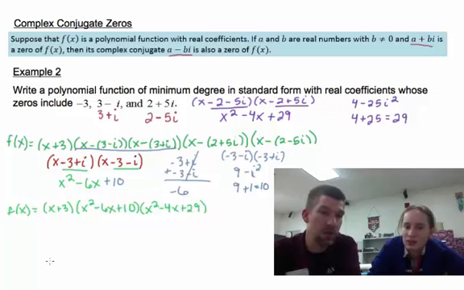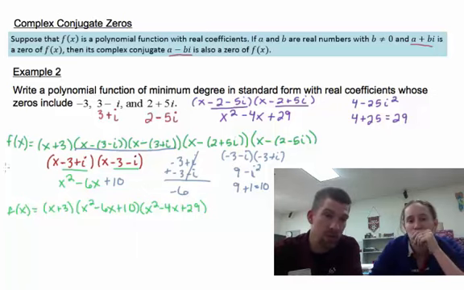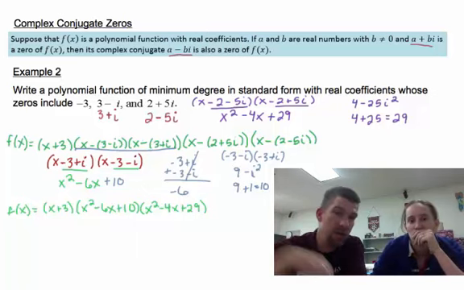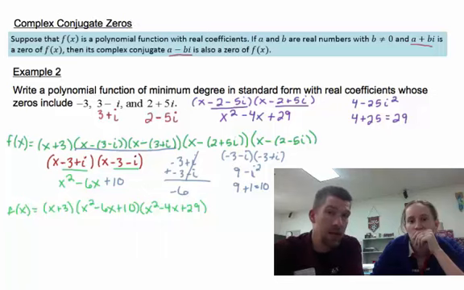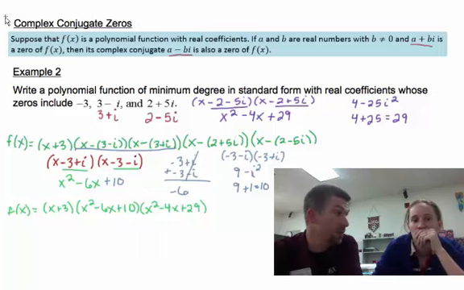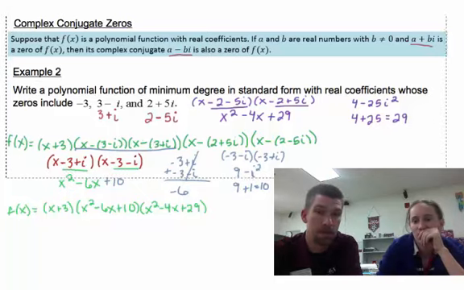Now, one thing that we can get from this, we know we're closing in on the end because when I look at this problem that we just wrote down, I know I'm going to have a fifth degree polynomial. And I know that that's going to be my minimum degree, because we've got 3 zeros.